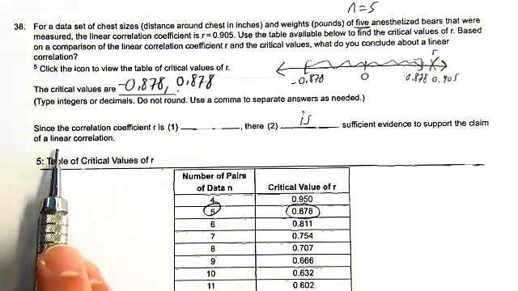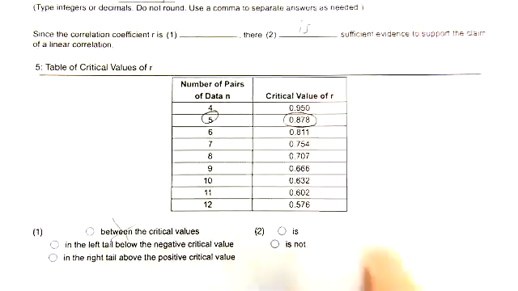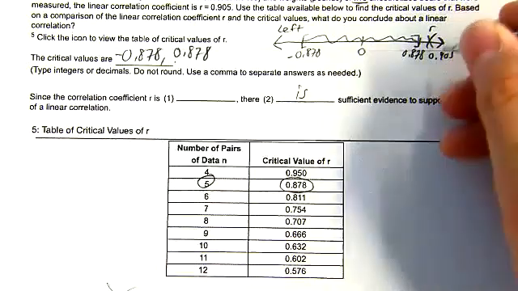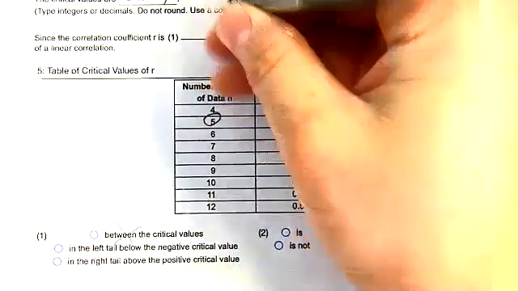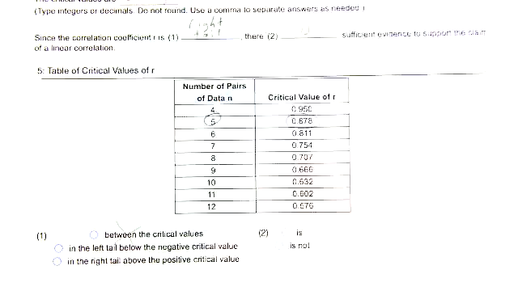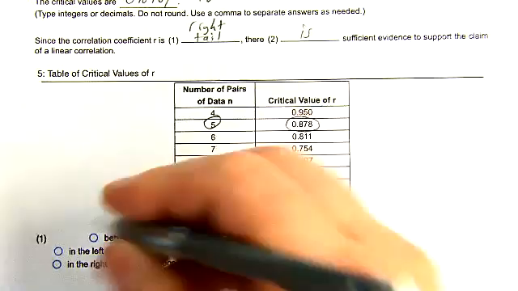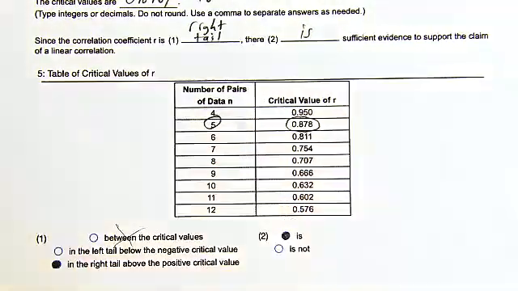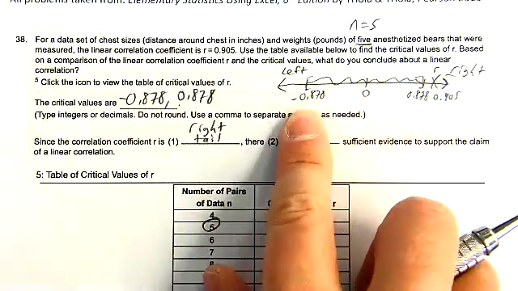The first part says, since the correlation coefficient is between, it's not between. This would be the left tail. This would be the right tail. It's in the right tail. Then because it's in that right tail, there is sufficient evidence of linearity. Yep, so if it's outside of this range of critical numbers, there is correlation.